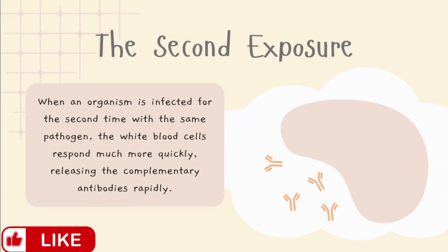Now, what happens in a second exposure? When the pathogen enters the body again, the immune system responds much faster. White blood cells quickly produce large amounts of antibodies. This rapid response prevents the disease from developing.